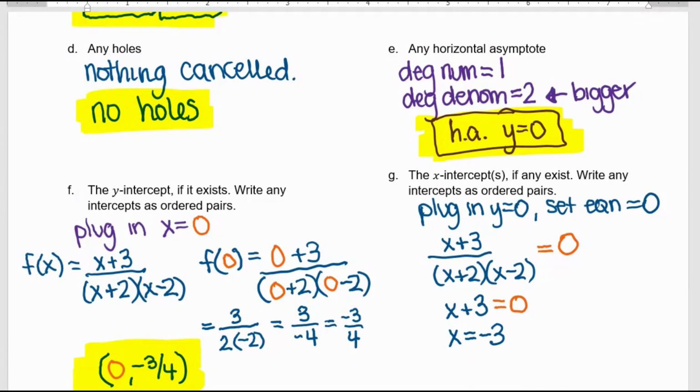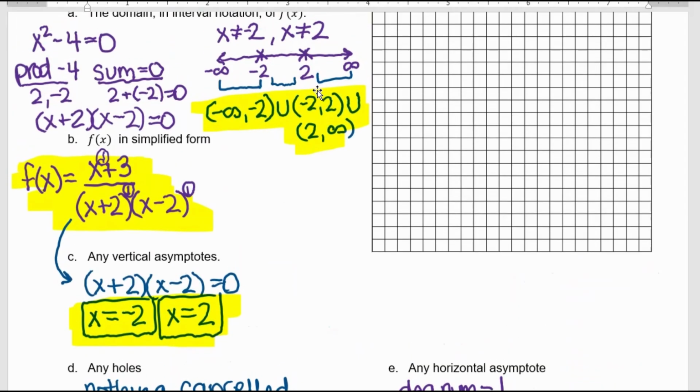So our ordered pair this time, we got out an x value of negative 3 for the y value that we plugged in of 0. And our x-intercept is negative 3, 0. Before I go on to part H, let's go ahead and graph what we have, because it said that we need to start with our vertical asymptotes, our horizontal and slant asymptotes, and our intercepts. And we found all those.